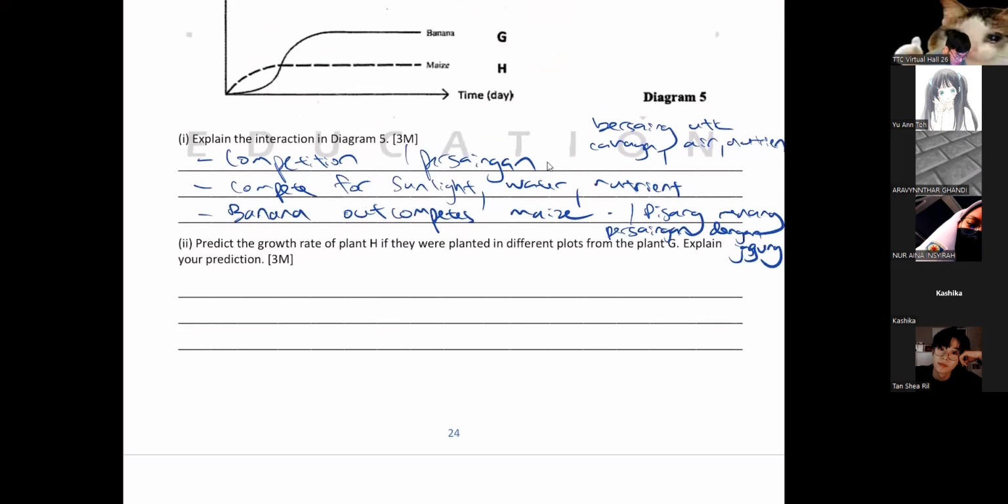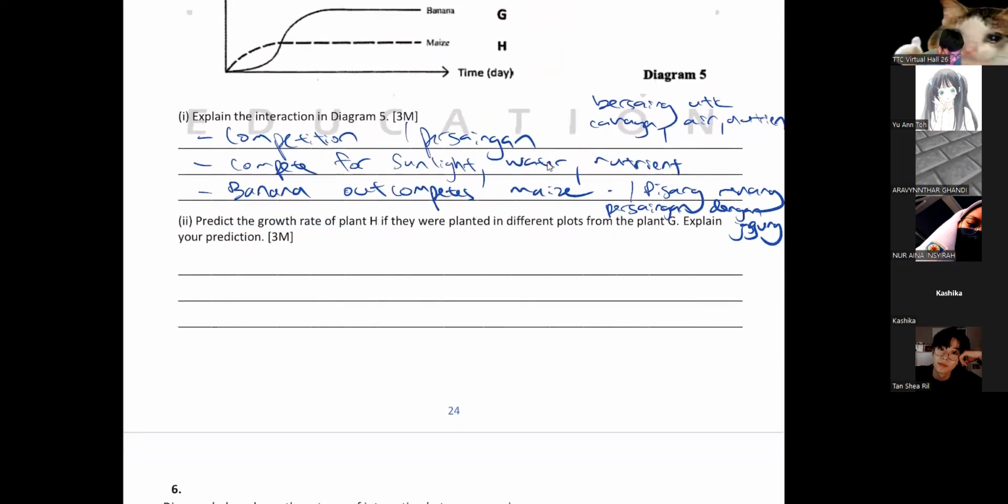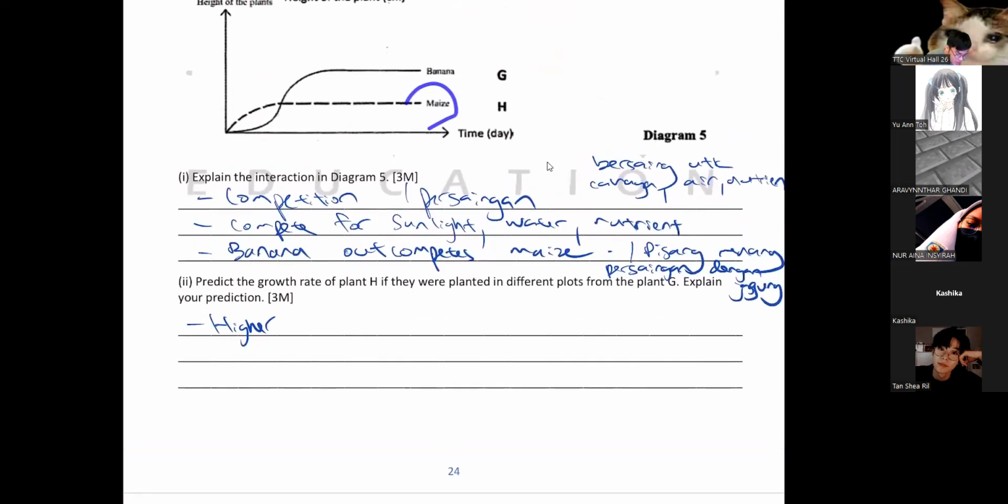All right. So anyway, number 3, predict the growth rate of H if they were planted in different plots from the plant G. So if you plant your jagung somewhere else, what about the growth rate? It will be higher, lebih tinggi. Rather than like this, maybe they will grow the same as banana. Why? Because there's no more competition with banana. Tiada persaingan.